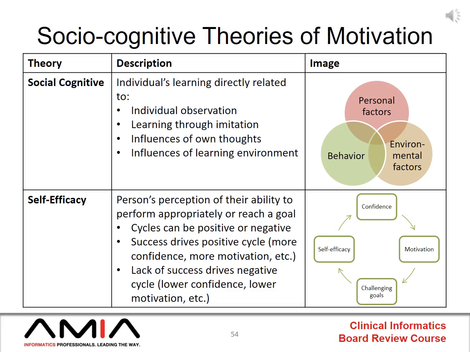The self-efficacy theory states that a person's motivation is tied to their perception of their ability to perform appropriately or to reach a goal. You'll notice some overlap here with the self-determination theory that we discussed previously. In the self-efficacy theory, motivation occurs via a contiguous cycle, an example of which is shown on the right-hand side of the screen, but you should also note that cycles can be positive towards motivation or can unmotivate an individual if they are not successful.